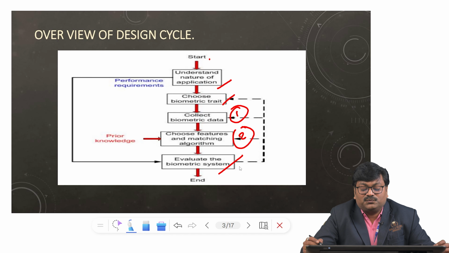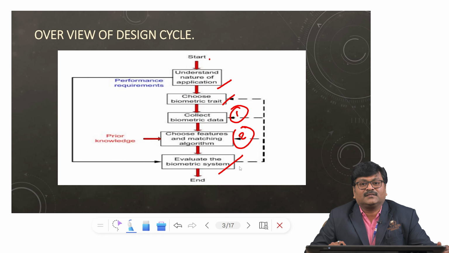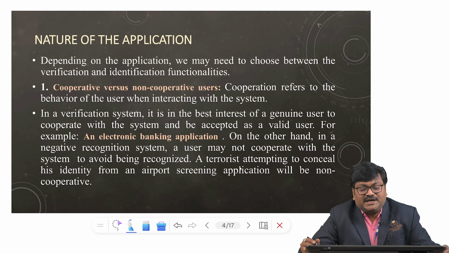And in this, we need to see whether we have any prior knowledge related to that particular data or not, which can also be considered during the process. And let us see in detail what the nature of application designed for us is. In this nature of application, we'll come across 6 variations that could be considered.